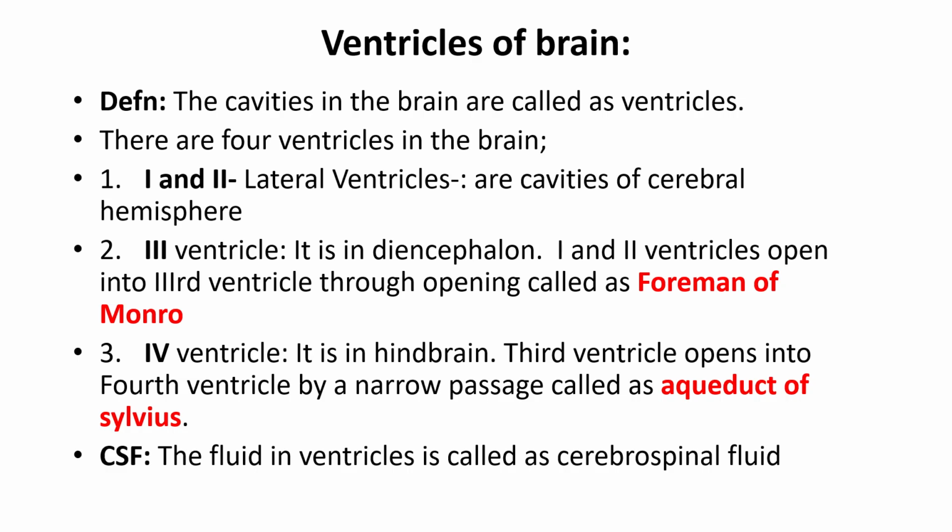Then the third ventricle is present in the diencephalon, and the first and second ventricles open into the third ventricle through an opening called the foramen of Monro. The fourth ventricle is seen in the hindbrain, and the third ventricle opens into the fourth ventricle by a narrow passage called the aqueduct of Sylvius.